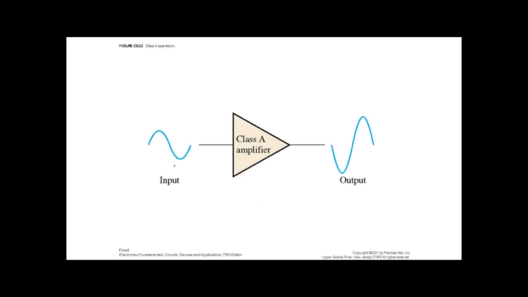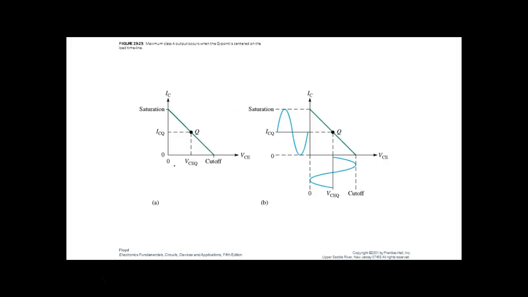In fact, this would be common emitter because they show the input and the output out of phase. Class A common collector, the input and the output are in phase with each other, right? You understand that? And this is showing you what we can do with Class A.